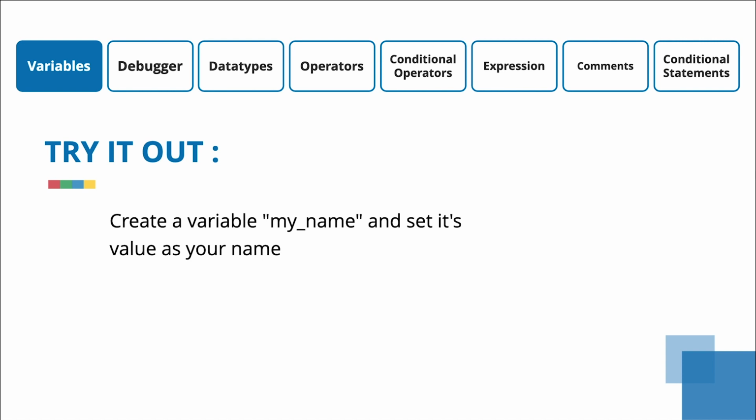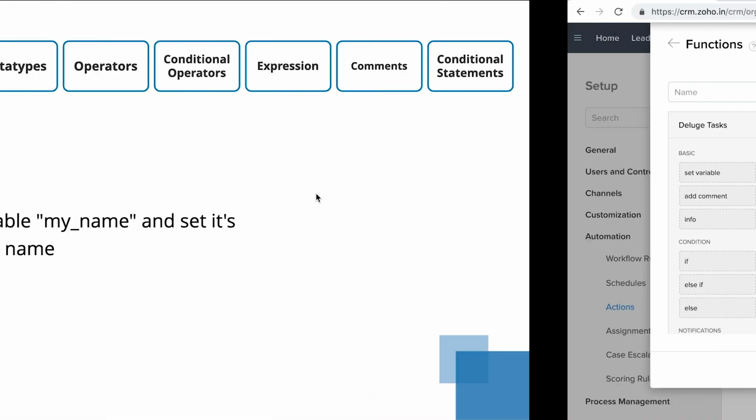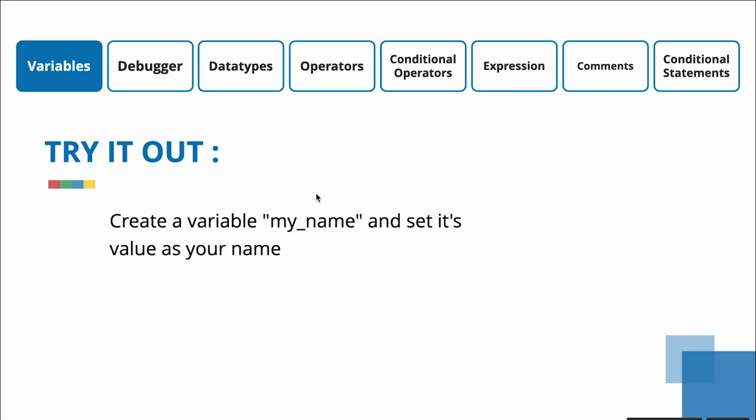Okay, let me try it out with you now. My name equals, within quotes, semicolon, and click on Save and Execute Script. Ta-da! No errors. So you just learned the first step to Deluge, so that's variables.